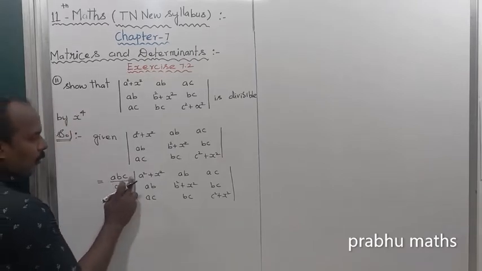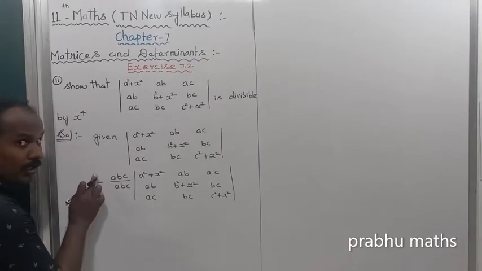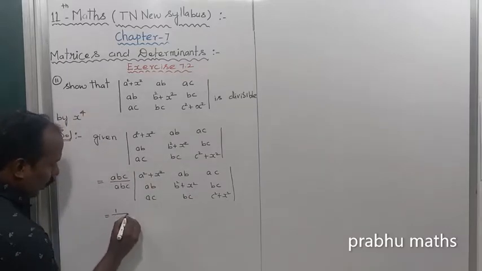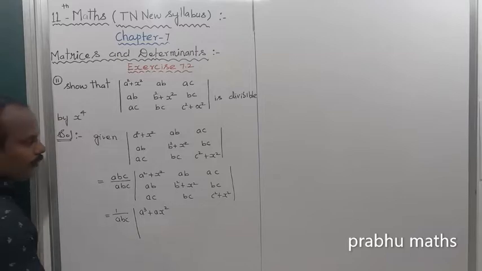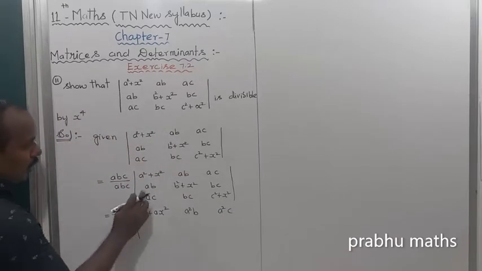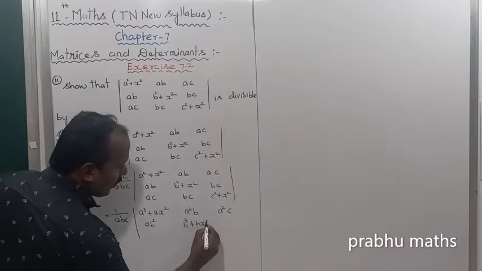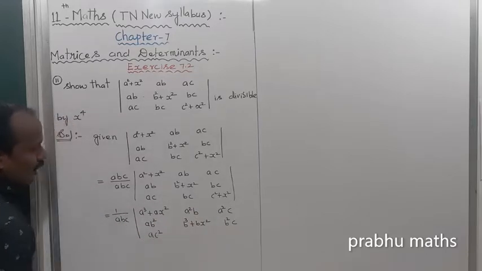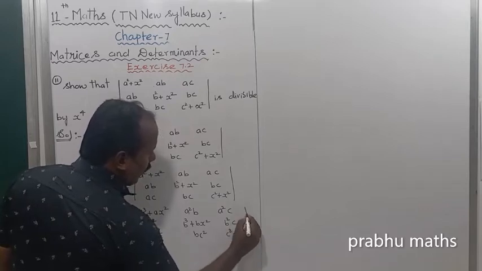In the numerator, A is multiplied into R1, B into R2, C into R3. Okay, it is clear. So that is equal to 1/ABC times the determinant: a³+a·x², a²b, a²c; the next row, which is a multiple of b, ab², b³+b·x², b²c; the last row, fully a multiple of c, ac², bc², c³+c·x².